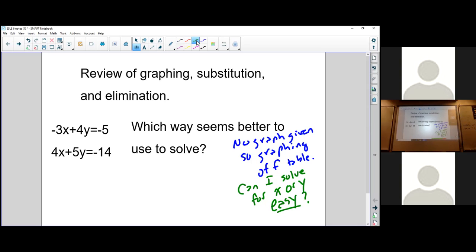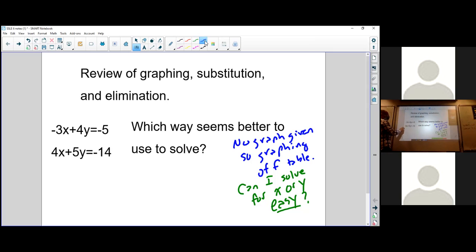I don't think so. If I wanted to solve the top one for x, I'd have to subtract 4y from both sides and then divide everything by 3. So I have a big old fraction to plug into the other equation. That doesn't seem good to me. If I wanted to solve for y on the second equation, I'd have to subtract 4x and then divide everything by the coefficient of y, and then I'd have a big old fraction to plug in. That doesn't seem good either. So with that known, neither of these are going to work.